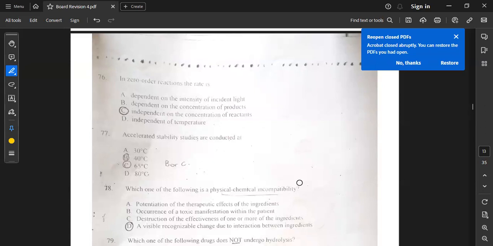Now we're going with choice C, 76 choice C. Going to number 77, accelerated stability studies. Accelerated stability studies are conducted at what temperature? I think we're all in agreement with the answer that has been highlighted, that they are conducted at 40 degrees Celsius.